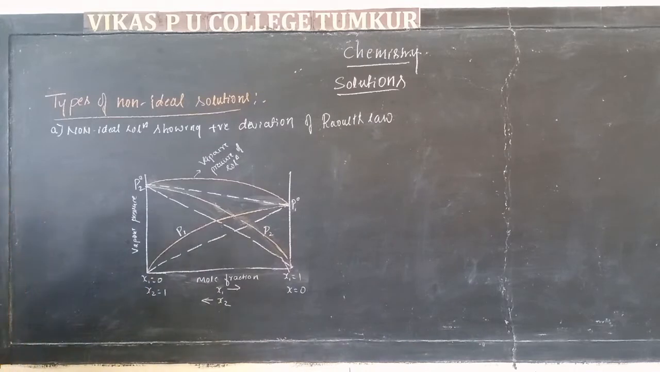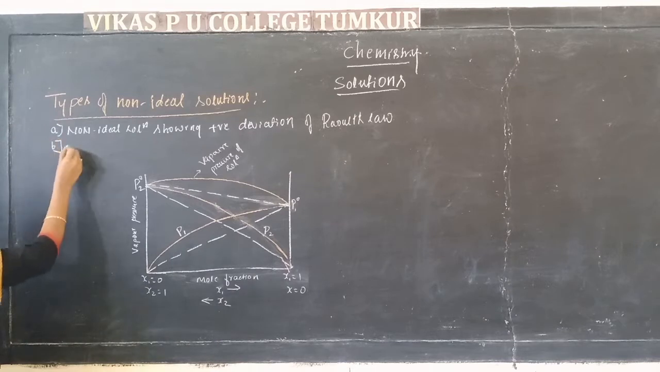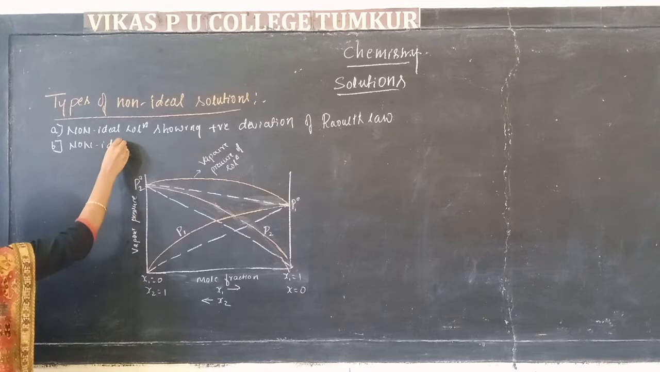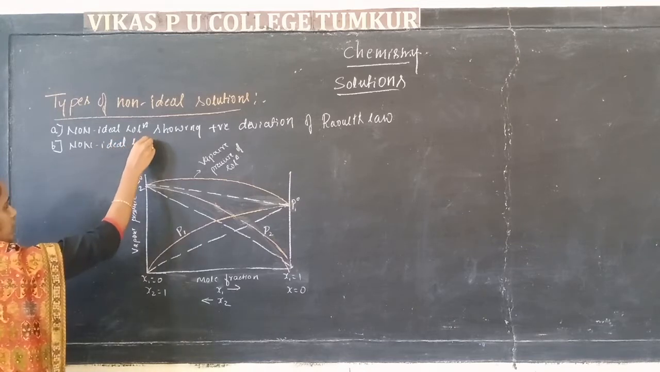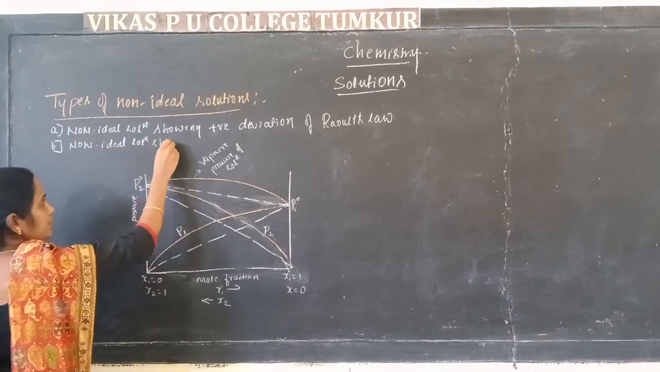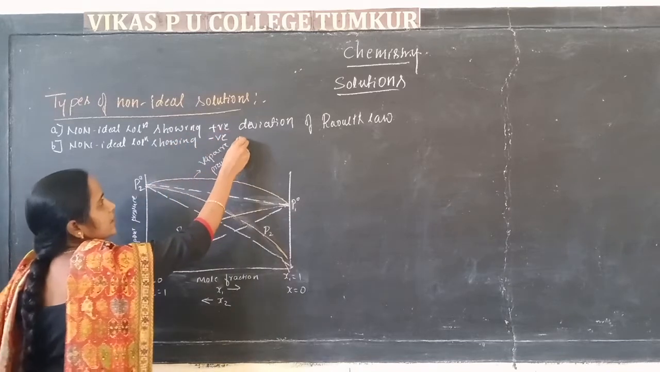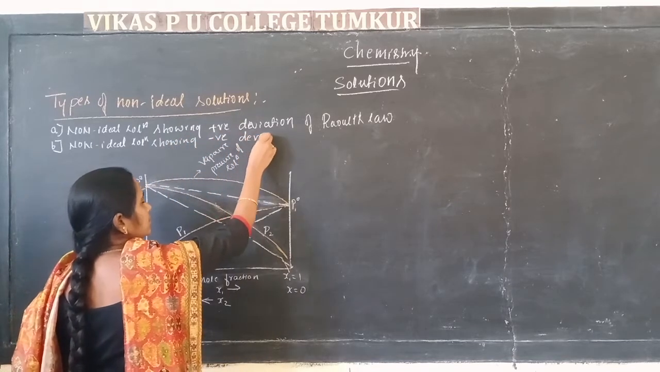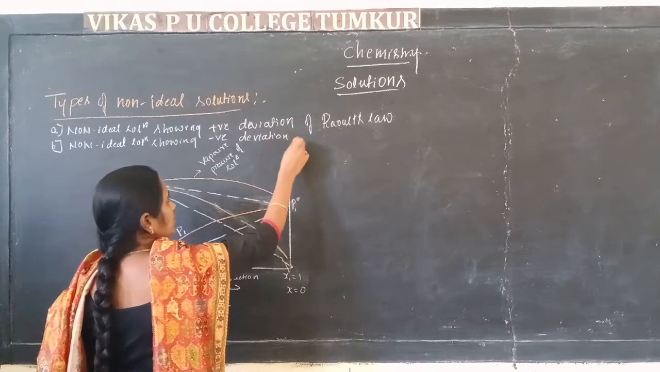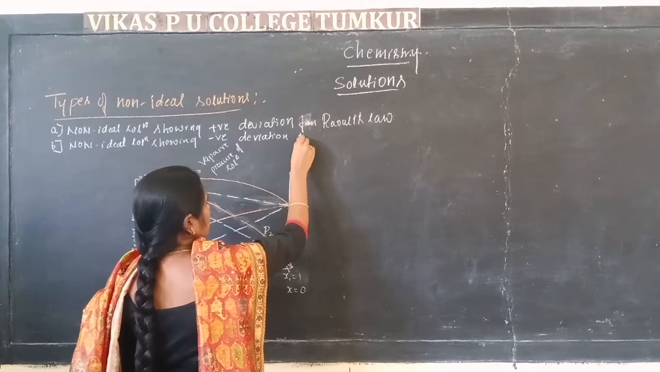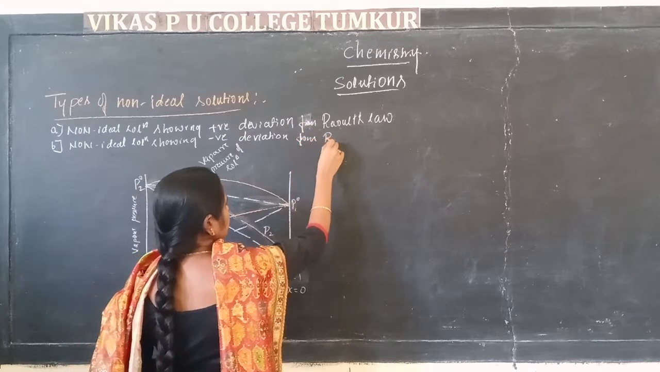Then the second one is the non-ideal solution showing negative deviation from Raoult's law.